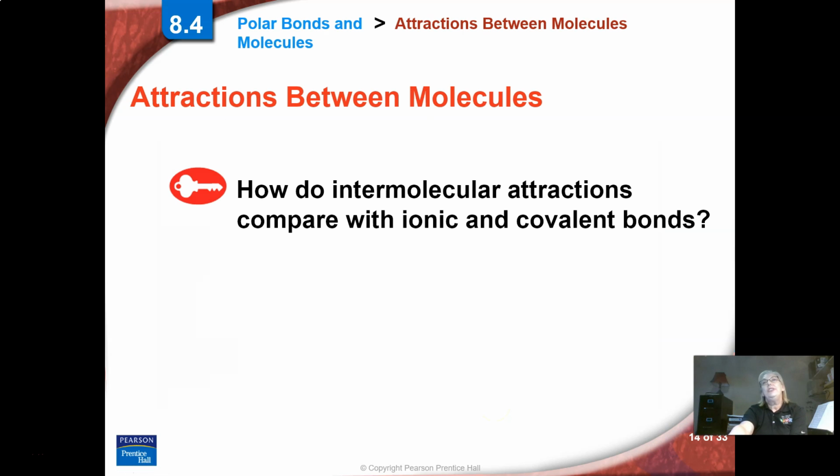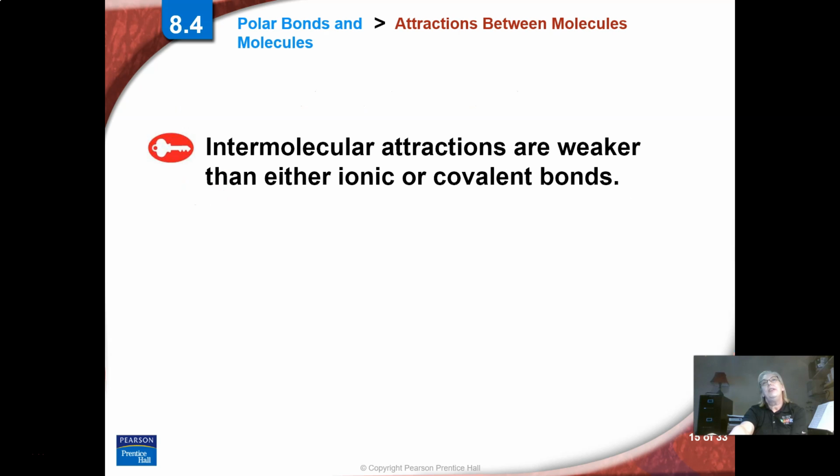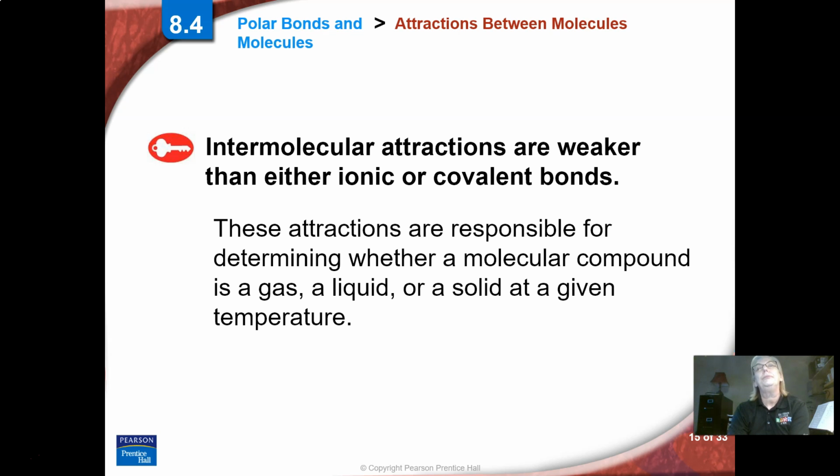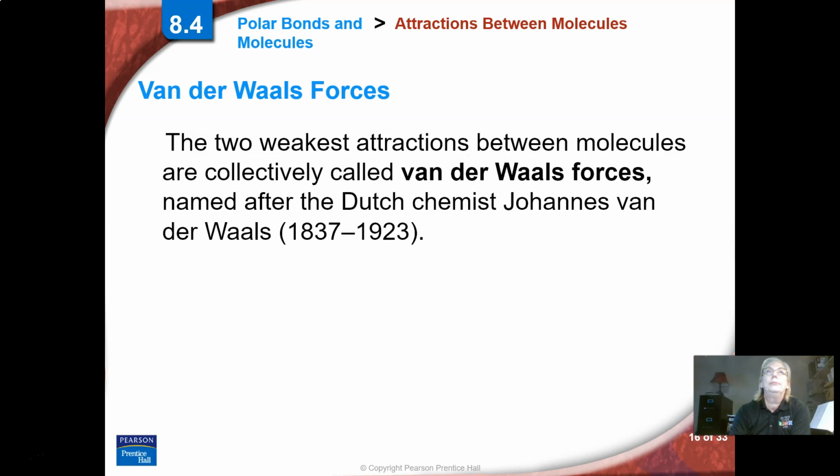So how do intermolecular attractions compare with ionic and covalent bonds? Intermolecular attractions means between molecules, and they're weaker than either ionic or covalent bonding. So remember, covalent bonding is that sharing, that's really strong. Ionic is a plus-minus attraction, electrostatic attraction. So those are strong. But now we're going to talk about some weaker forces. And these forces are responsible for what phase you have at room temperature.